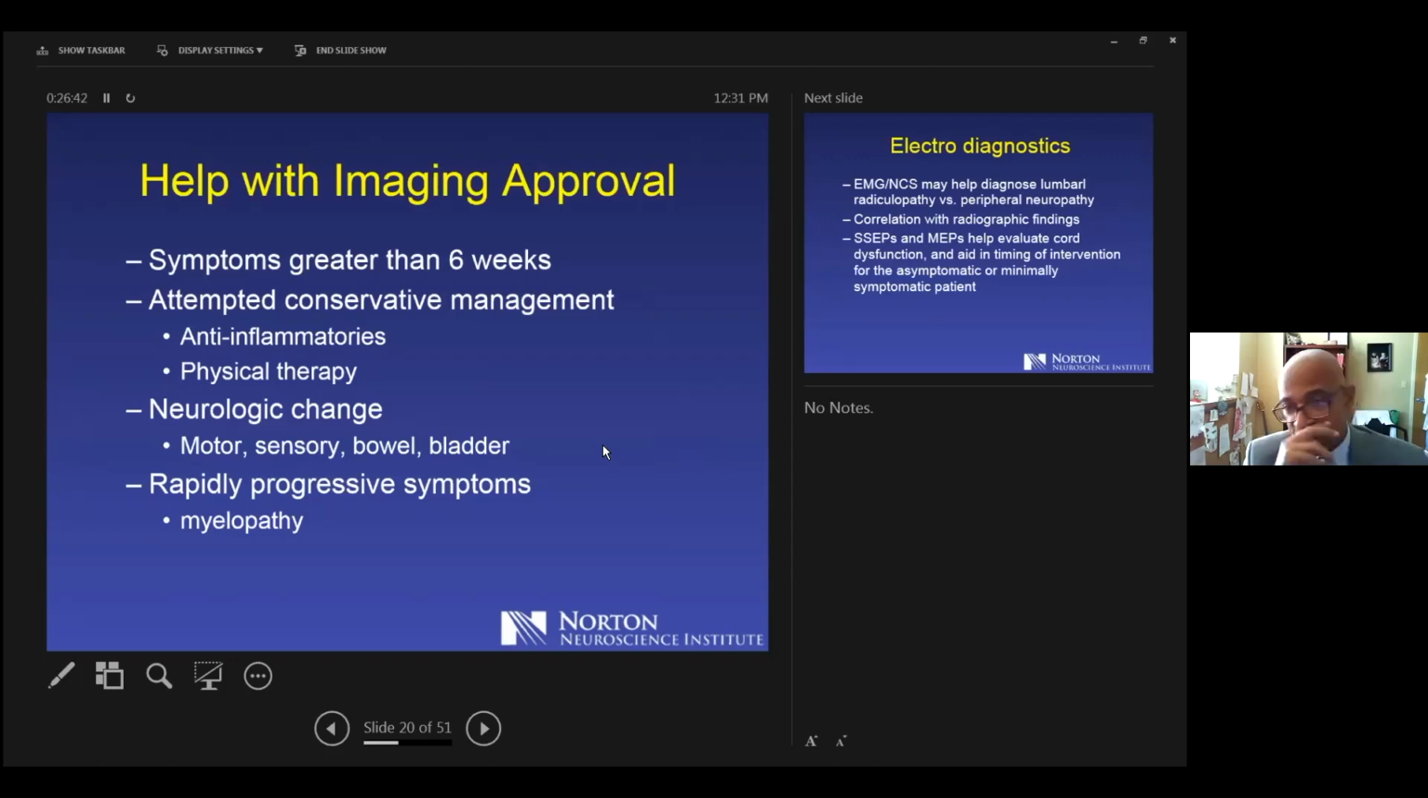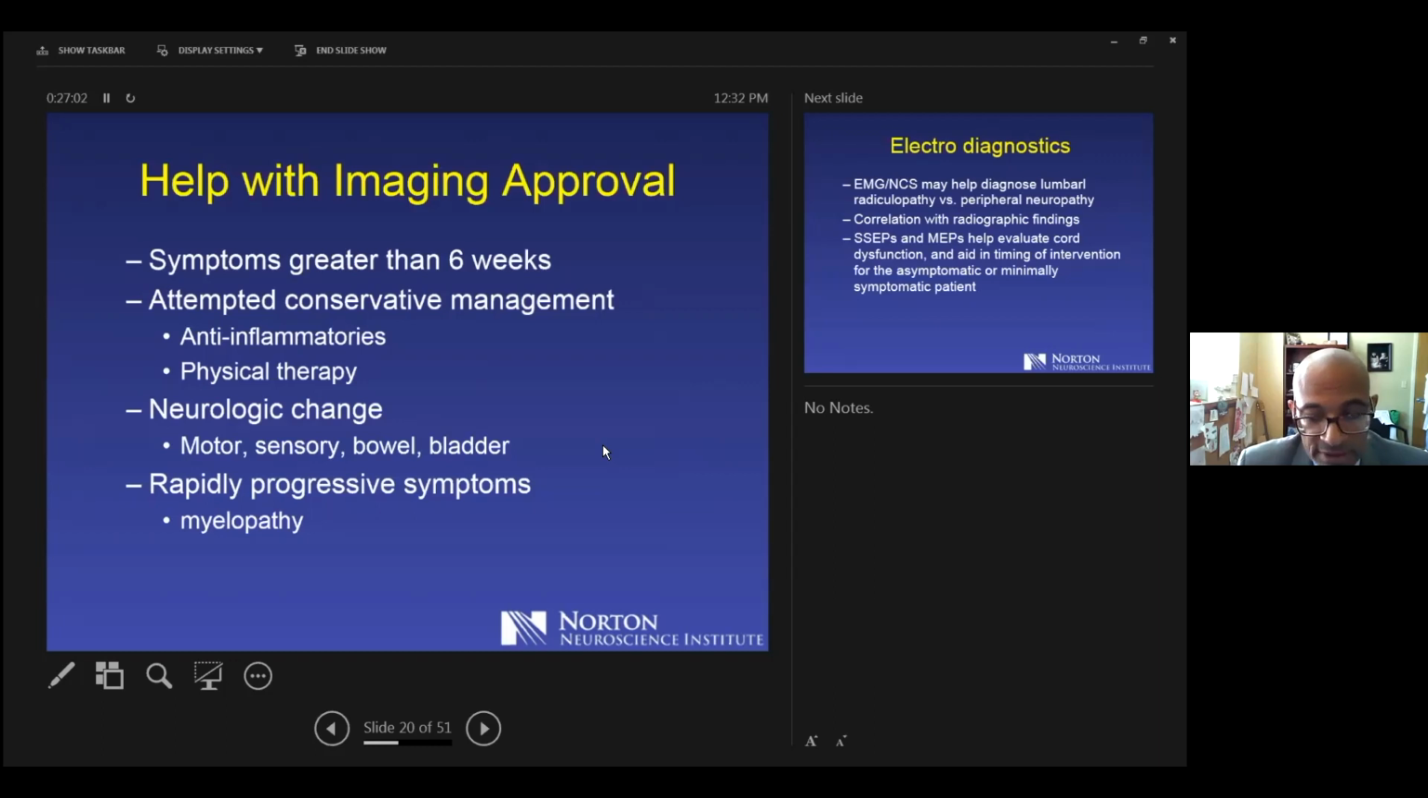So when we're trying to get approval for imaging, there are things that help us, because it is very difficult to get imaging nowadays. It used to be I would just write for an MRI and they'd get an MRI. Nowadays, you have to have documentation in your notes in order to get these approvals. And even when you do, you still sometimes have to do a peer-to-peer review.